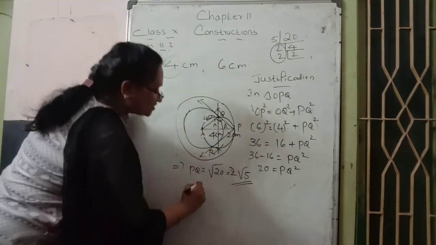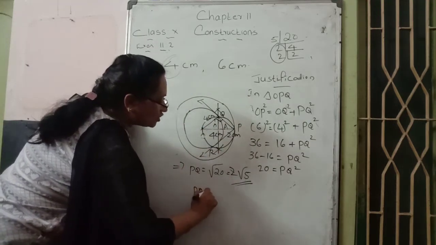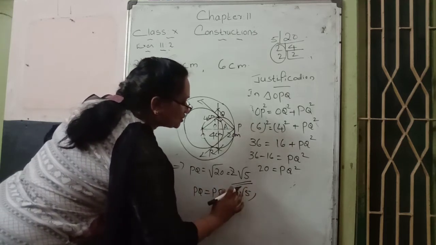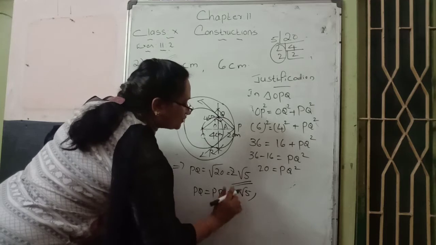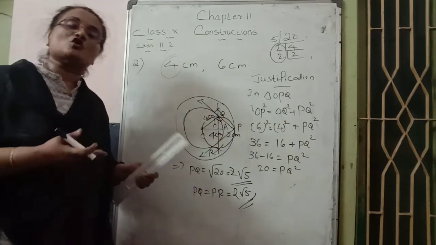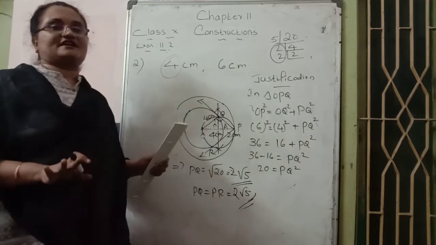That's why PR also, how much can we say? Both are equal. How many units will it come to? 2 root 5. That is the answer to the second question. I hope you can understand the second question.